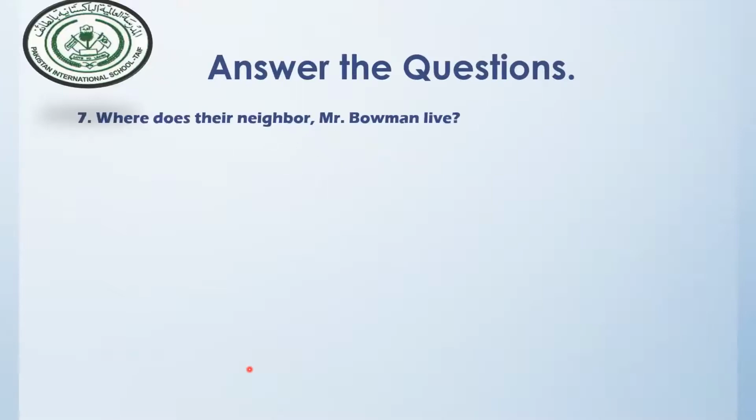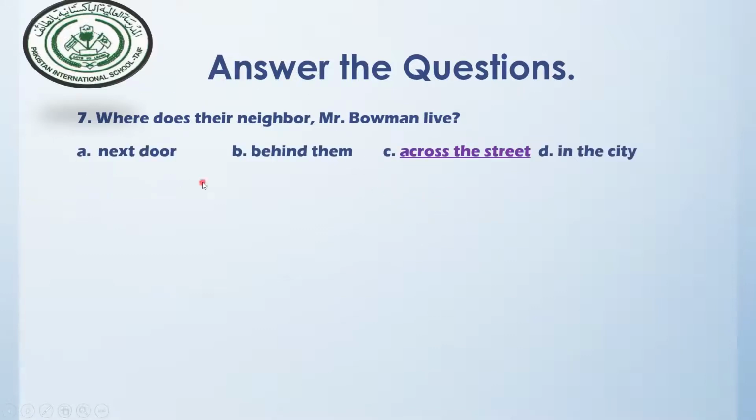Here we are, question number 7. Where does their neighbor, Mr. Bowman, live? Means the neighbor was living where? Like next door, behind them, across the street, or in the city. So very easy, across the street, because it is mentioned in the story.